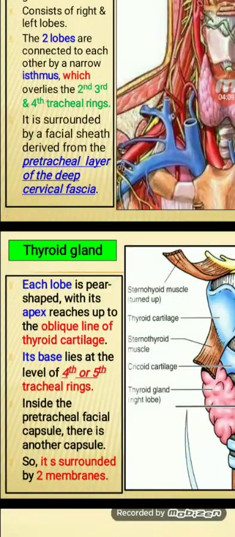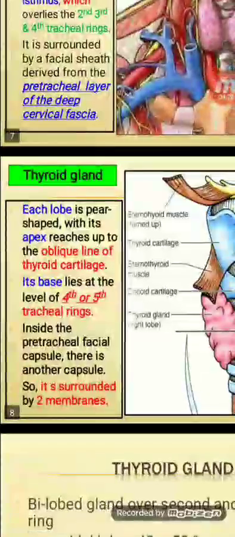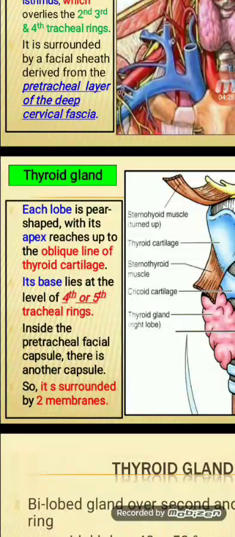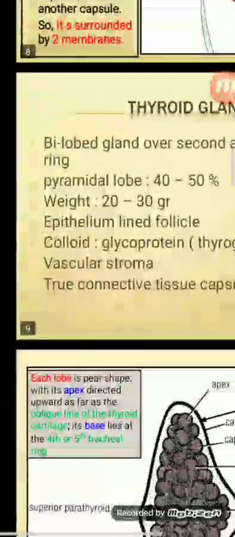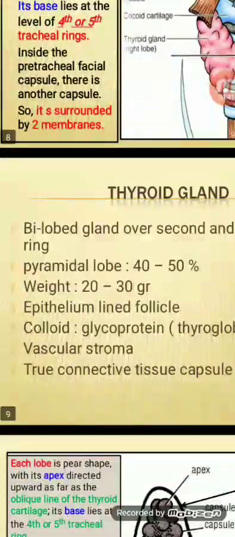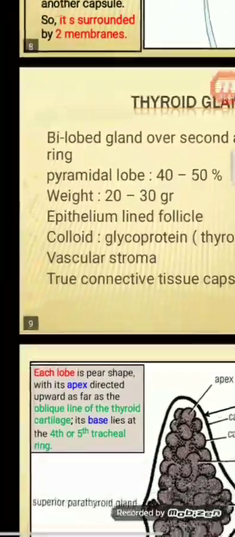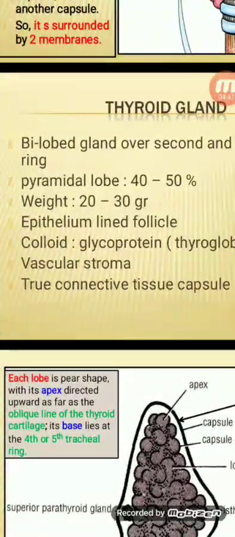Each lobe is pear shaped, with the apex reaching up to the oblique line of the thyroid cartilage. The length of the lobe is about 5 centimeters. Its base lies at the level of the fourth and fifth tracheal rings. Inside the pretracheal fascia capsule, there is another capsule, so it is surrounded by two membranes. Here, as you can see once again, weight about 25 to 30 grams.